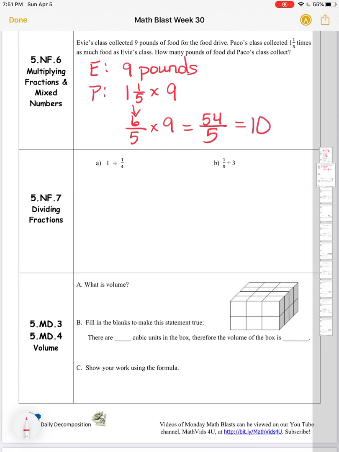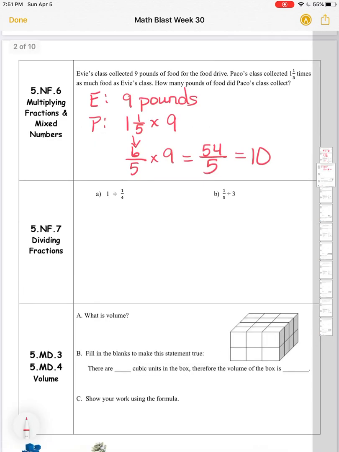I can pull out 5/5 10 times. That's 50/5. And that would leave me with 4/5 of another whole. So Paco's class collected 10 4/5 pounds of food.